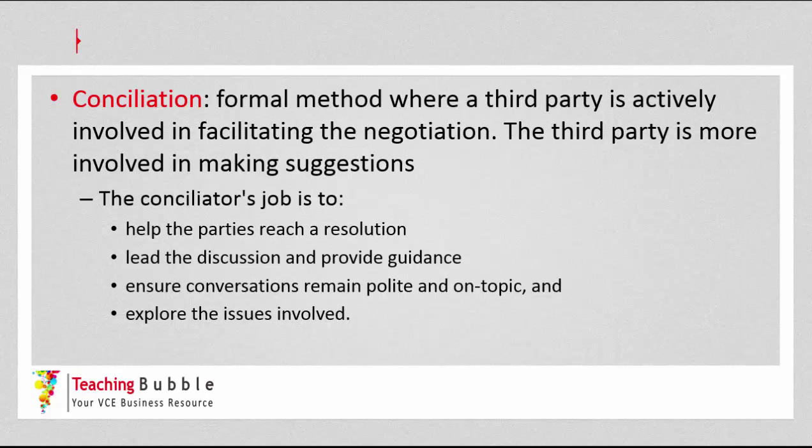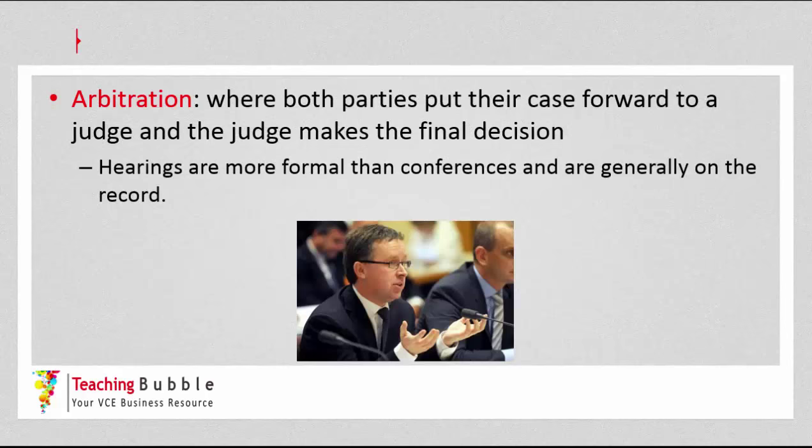And finally, if conciliation hasn't worked, then what might happen is arbitration, where both parties put their case forward to a judge and the judge makes the final decision. So hearings are more formal than conferences and are generally on the record. I've got a picture there of the Qantas CEO where they've gone to arbitration to resolve disputes before.